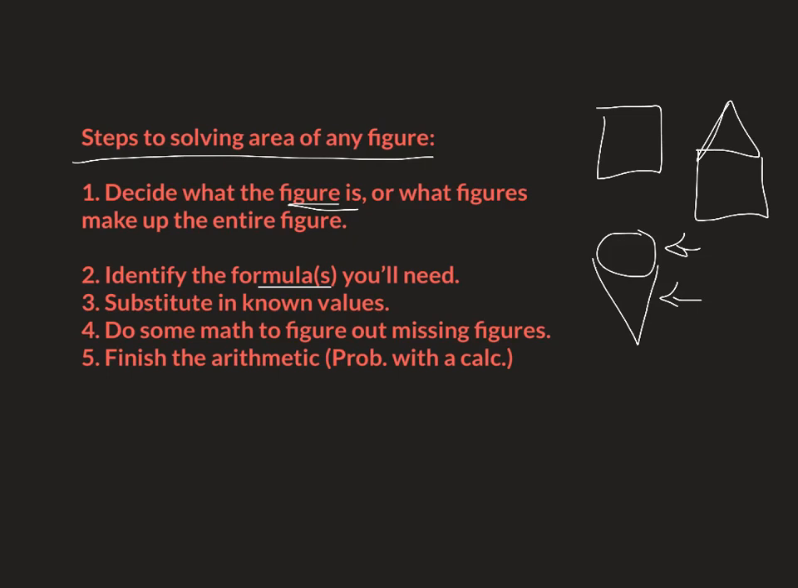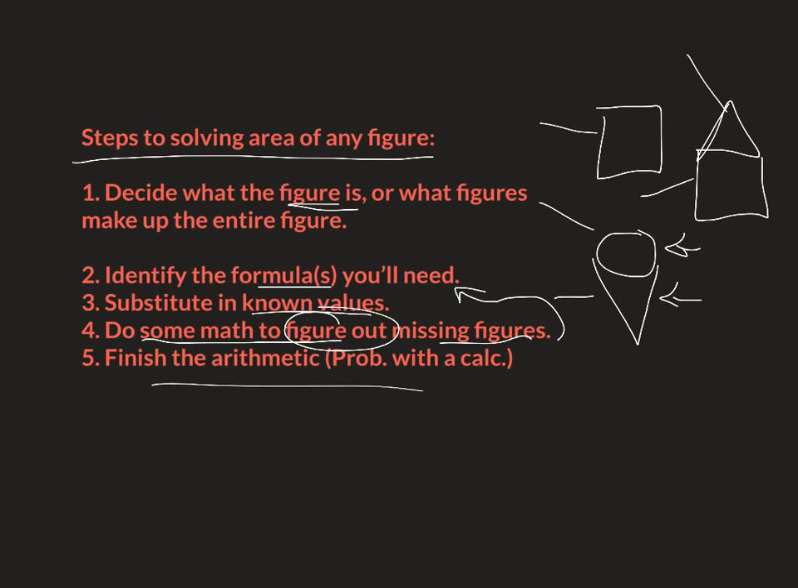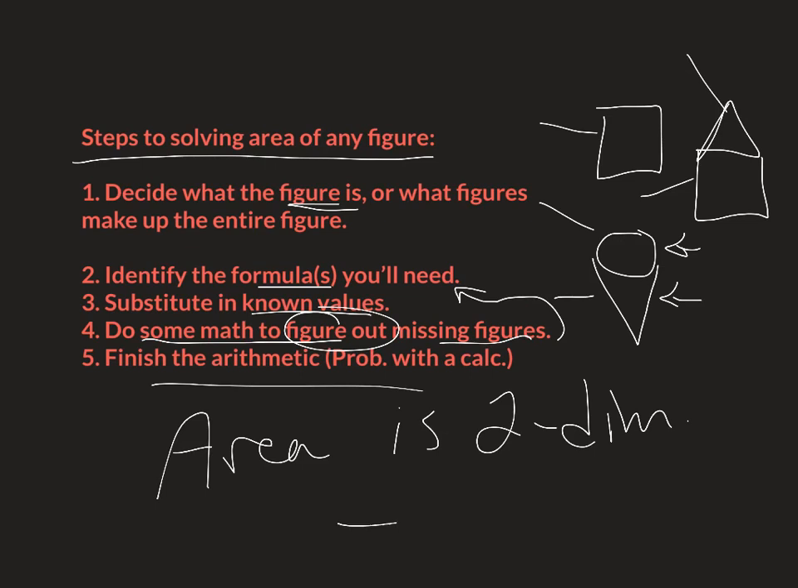Identify formulas that you need. So the area of a triangle and the area of a circle, or the area of just a square, the area of a triangle and the area of a rectangle, whatever it is. Substitute in the values that they give you. You may have to do some math to figure out some of the missing figures that go in these formulas. Maybe not everything's going to be given to you. And last, finish out the arithmetic, probably with a calculator. And remember, area is 2-dimensional. So when you're finished, it's always some answer with units squared, centimeters squared, feet squared, right? Because area is two-dimensional.